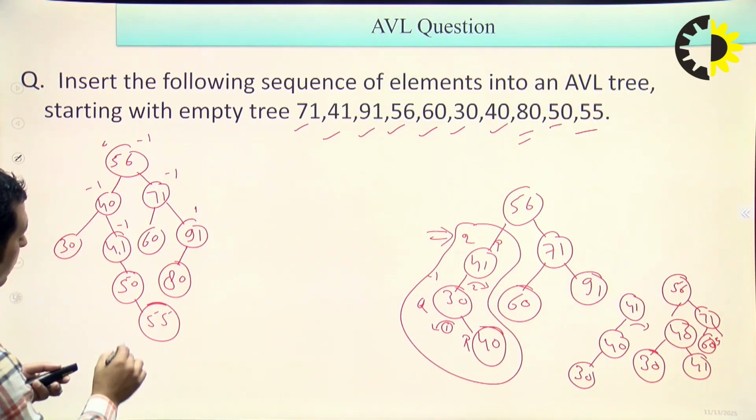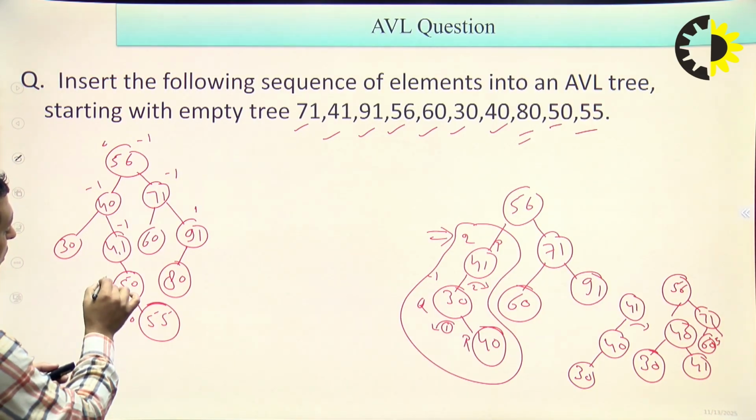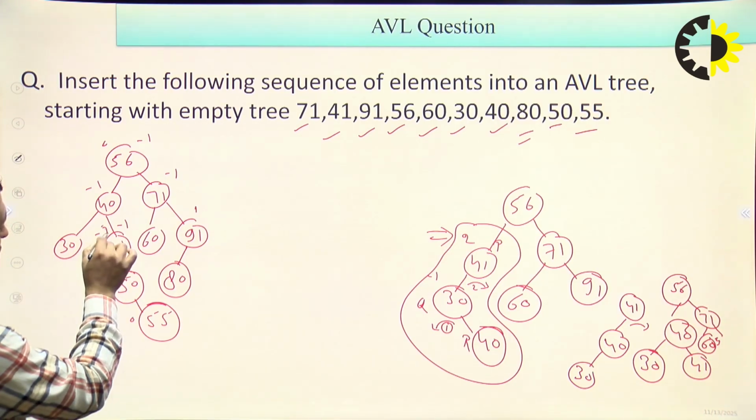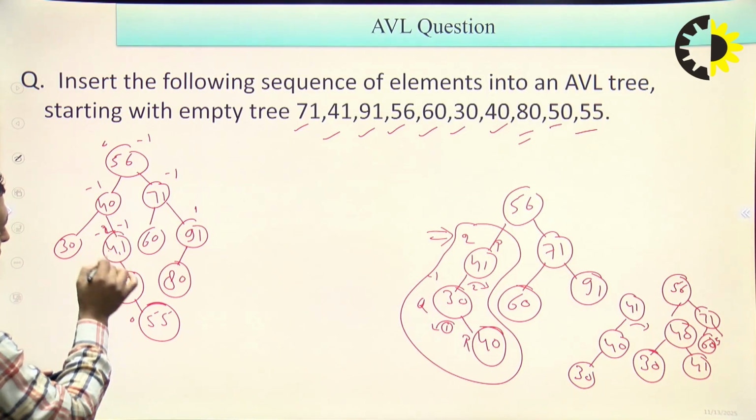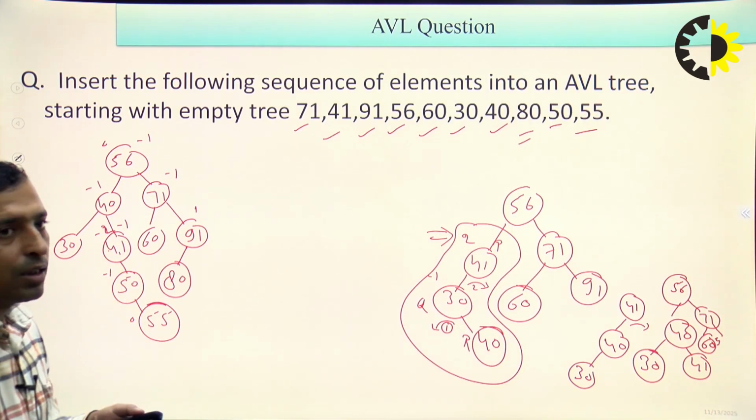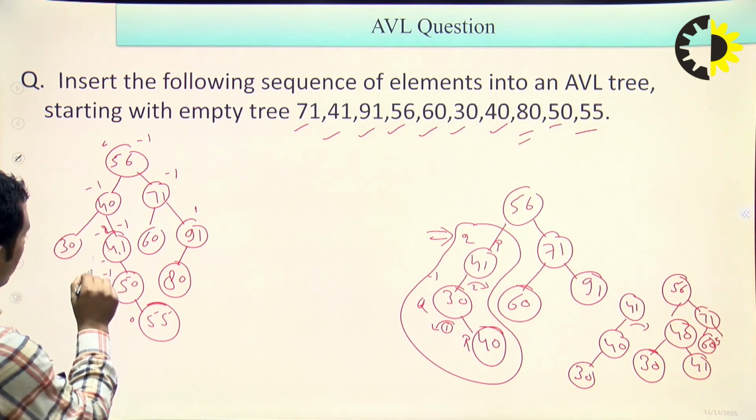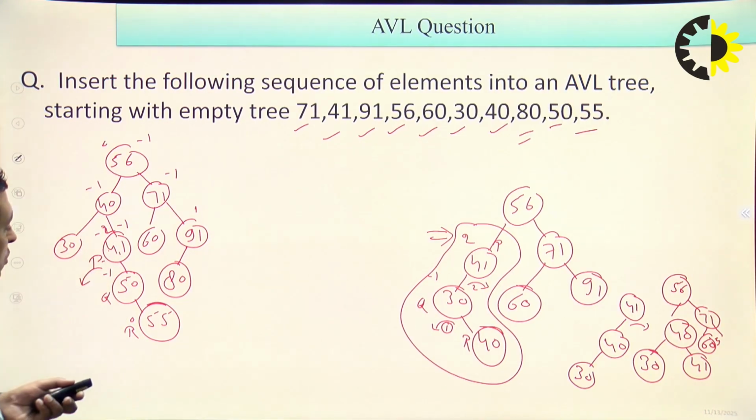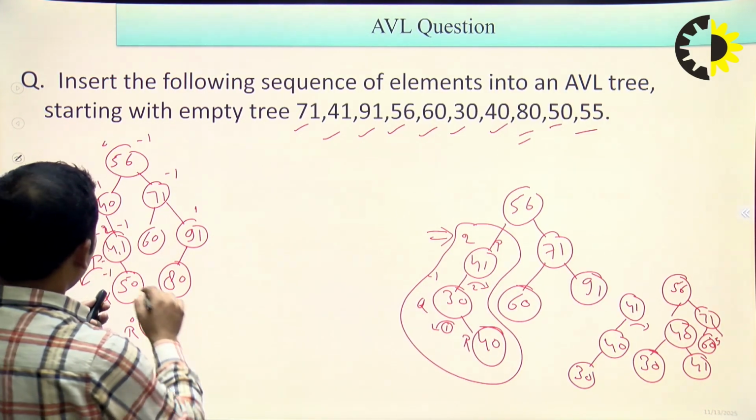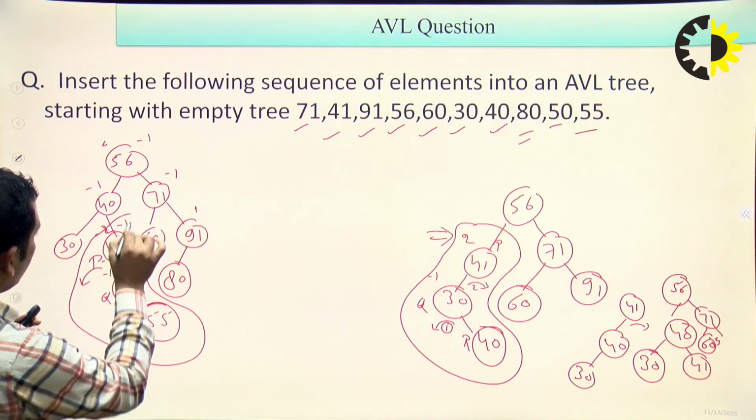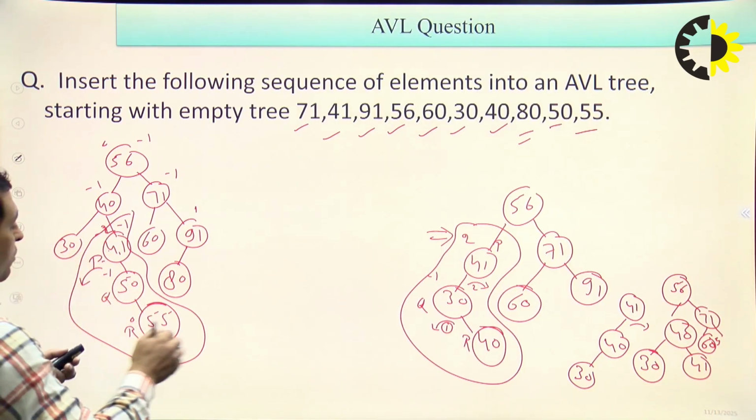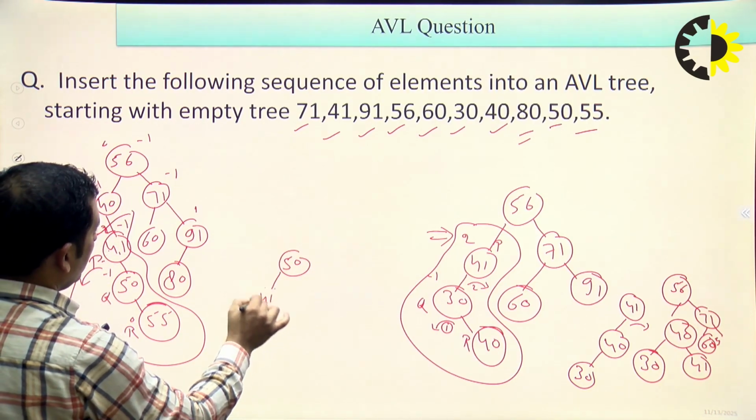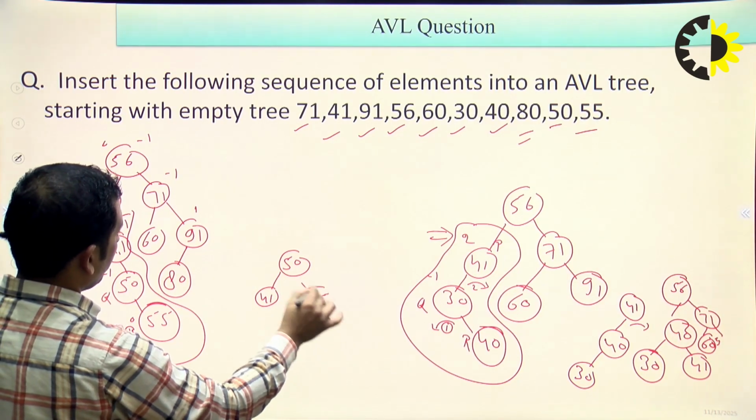Now recalculate the balance factor. This is 0, the balance factor for this is minus 1, this is minus 2, left height 0 minus 2 is minus 2. Now it is unbalanced at this point, this is the RR situation, and one rotation is required here. This becomes P, this becomes Q, this becomes R, and one left rotation is required. So, after the left rotation, considering only this particular subtree, we will get 50 upside, 41 here and this 55 here.